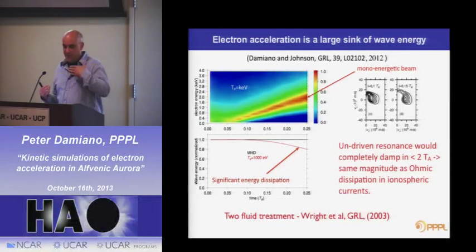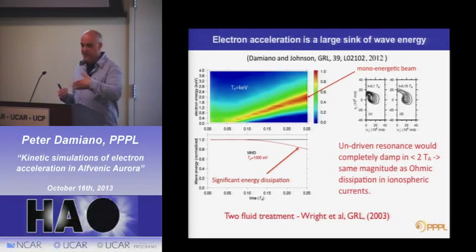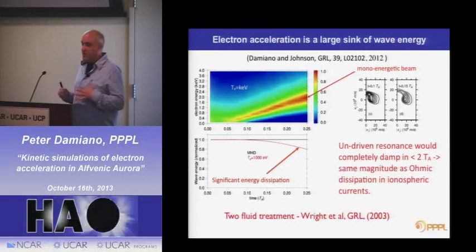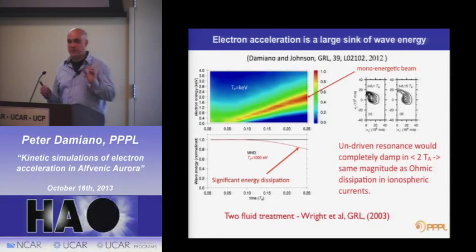You have a fast mode that would be mode converting energy into the Alfvenic mode over a period of time. We haven't done that in the simulation. We've just started with one perturbation. It's like plucking a string and letting it go. So we have a finite amount of energy at t equals zero.